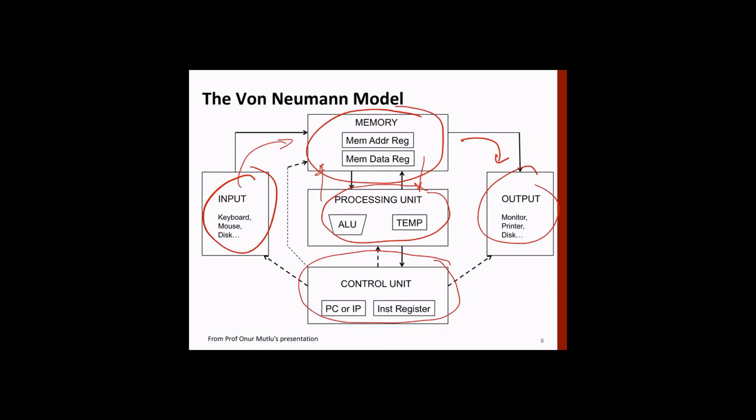Last class somebody asked me a question about dashed lines. Although the model does not specifically say anything about dashed and solid lines, what I found out through digging is that the dashed line usually shows the control part. Data movement, or data flow, which we also call the data path, is between the memory, processing unit, and input output unit. These are the main components of this model.